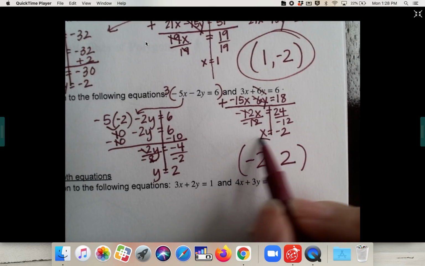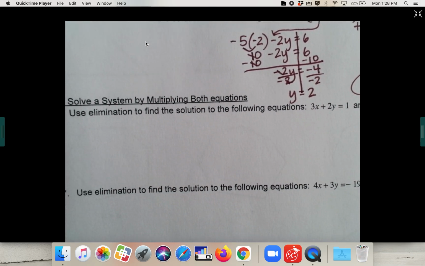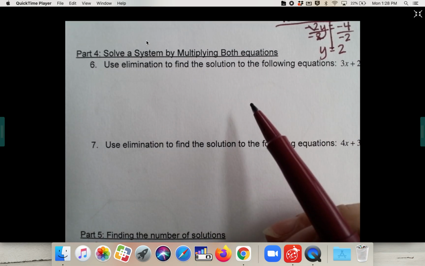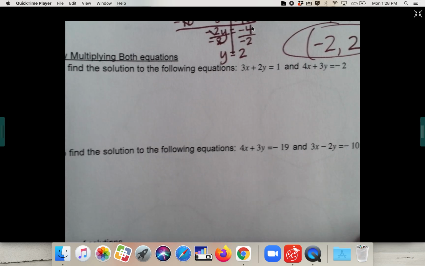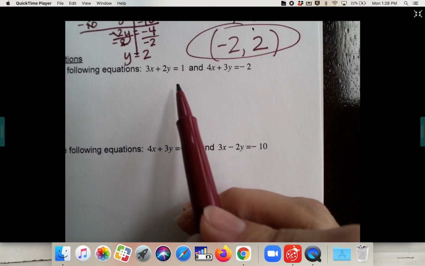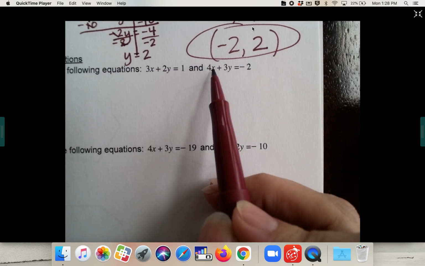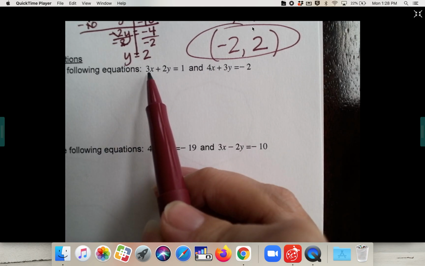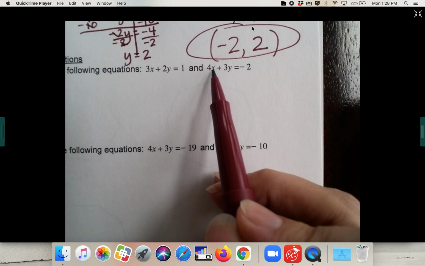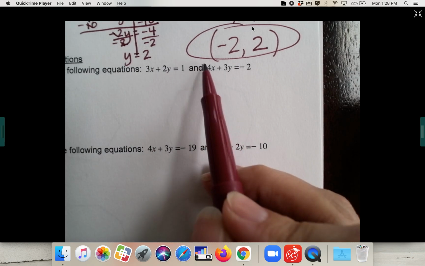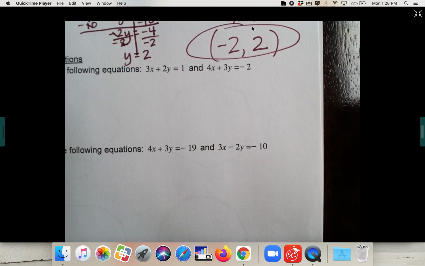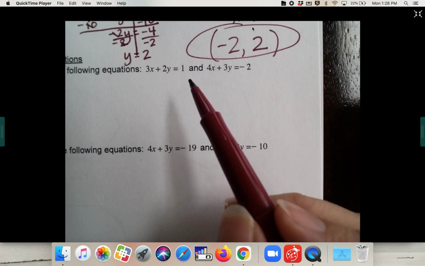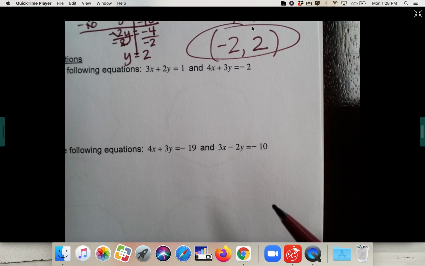All right. Let's look at part 4. This is when the only way to eliminate is by multiplying both equations by different things, or sometimes by the same thing. So let's say I want to eliminate either 4x and 3x or 2y and 3y. I can't just double 3x because that would be 6x and that won't eliminate. And I can't just double my 2y because that would be 4y and that also won't eliminate. But I can choose to multiply each equation by two different things.